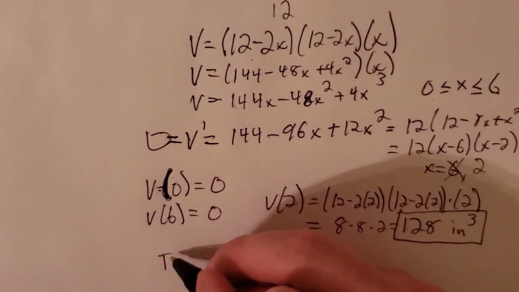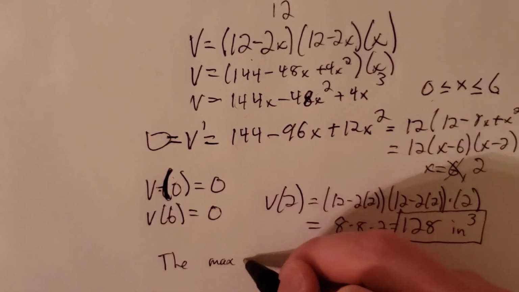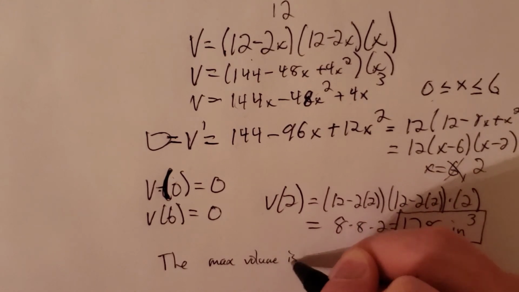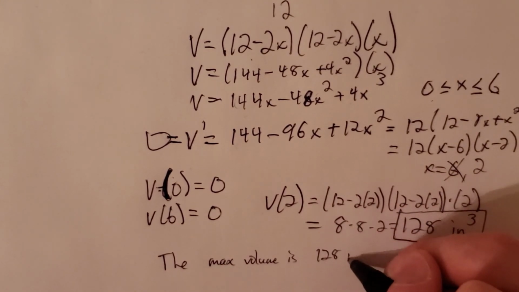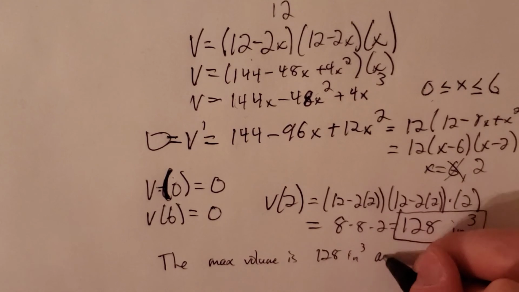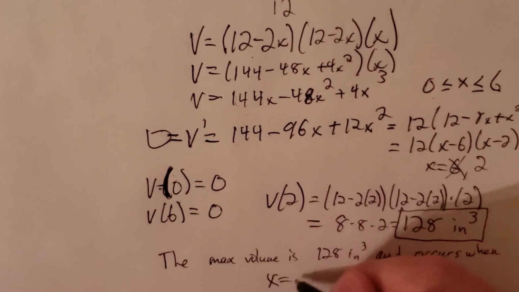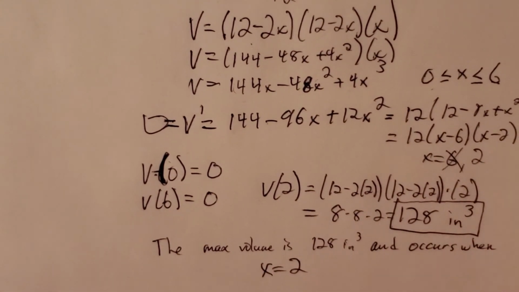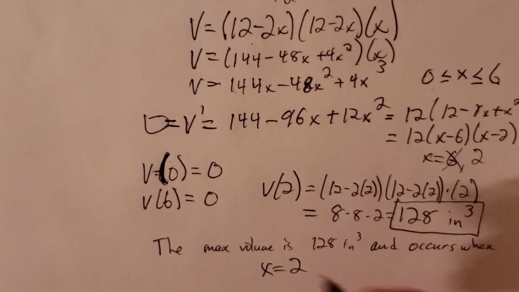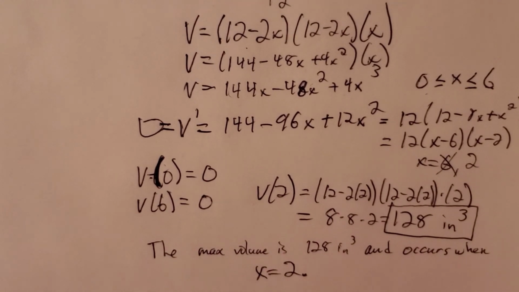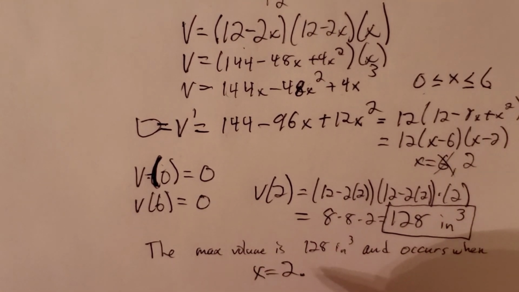So the max volume is 128 cubic inches and occurs when x equals 2. So we cut out a 2 by 2 square in each of the 4 corners and then fold the box up from there. And that completes this first example on optimization. Stay tuned for the next video to do the second example.